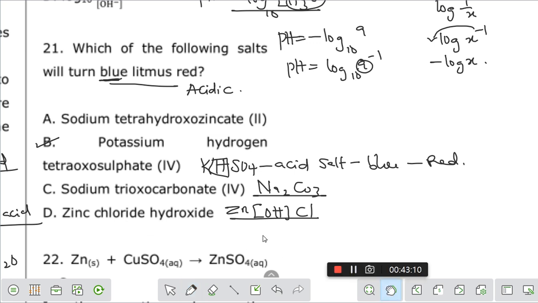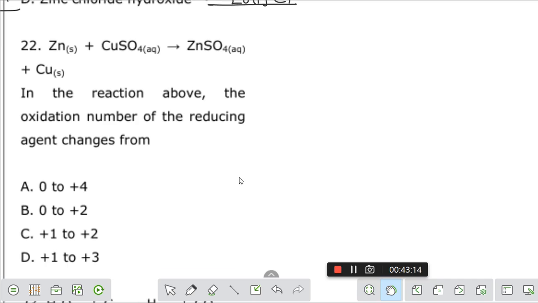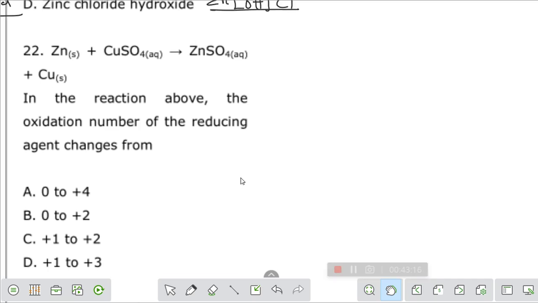Look at this, another question. They said in the reaction above, the oxidation number of the reducing agent changes from. Now the question is, which one of the following do you think is the reducing agent? The answer is zinc is the reducing agent. Why is it the reducing agent? The oxidation number of zinc here is 0 because it's not combining with any element. I told you when an element is staying alone, the oxidation number will be 0, right?